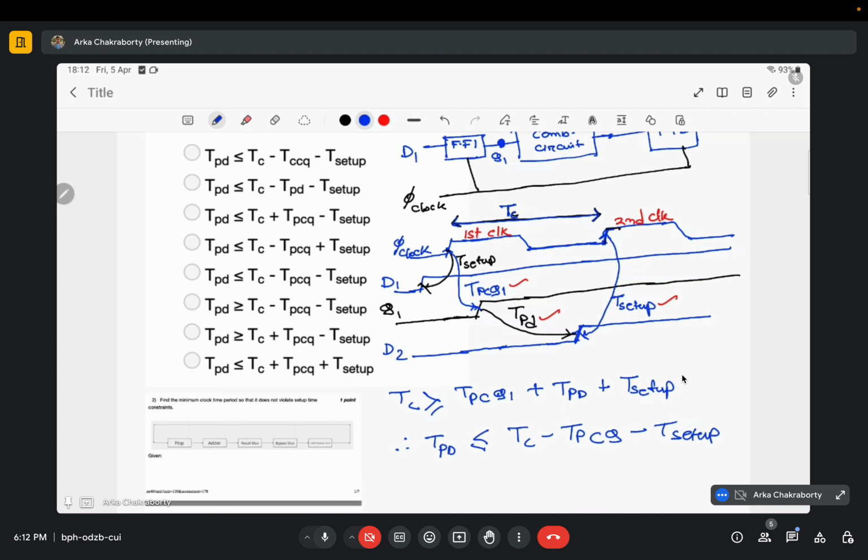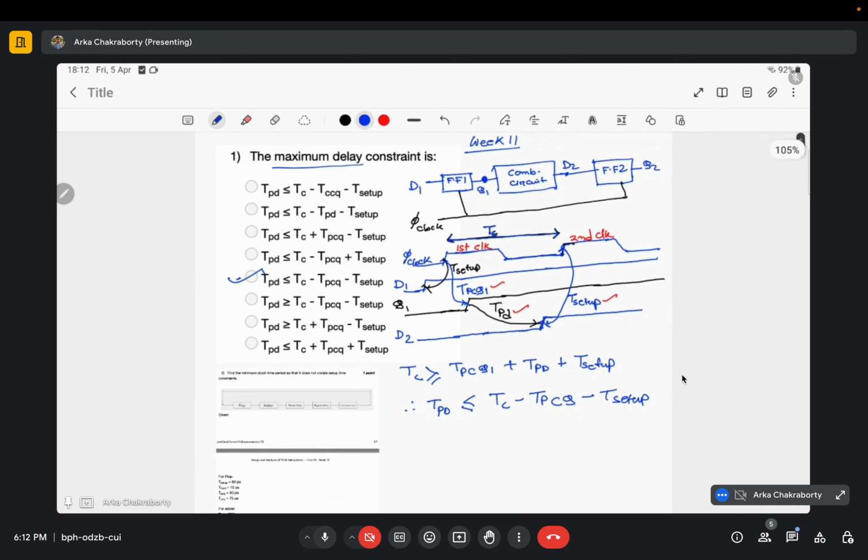So this is the correct answer: TPD minus TPCQ minus T setup. Clear?